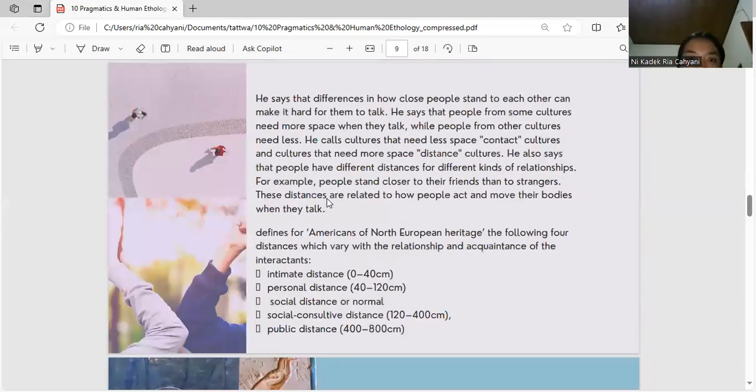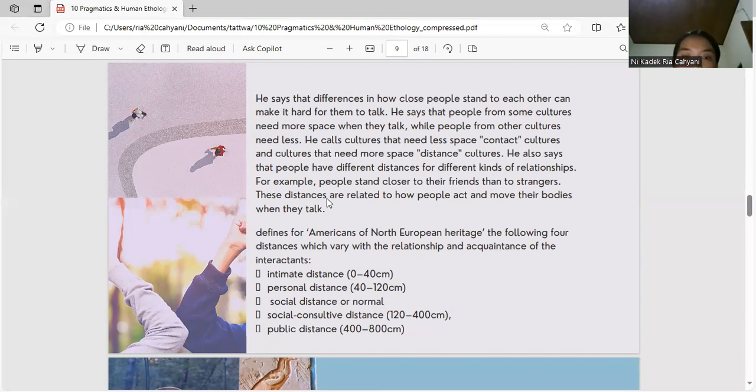So he said that the difference in how close people stand to each other can make it hard for them to communicate. He said that people from some cultures need more space when they talk, while people from other countries need less. He calls the cultures that need less space contact cultures and the cultures that need more space distance cultures. He also said that people have different distances for different kinds of relationships.